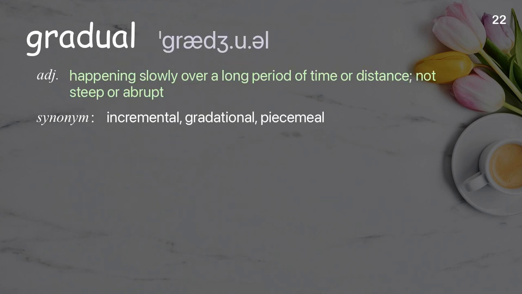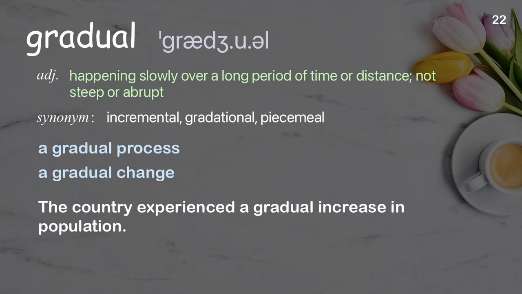Gradual. Happening slowly over a long period of time or distance; not steep or abrupt. Examples: A gradual process. A gradual change. The country experienced a gradual increase in population.